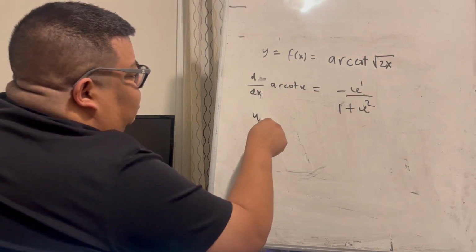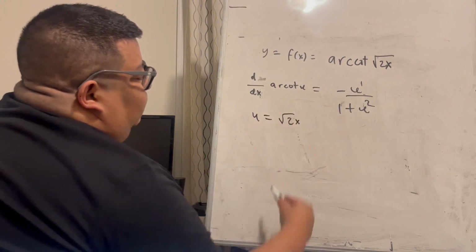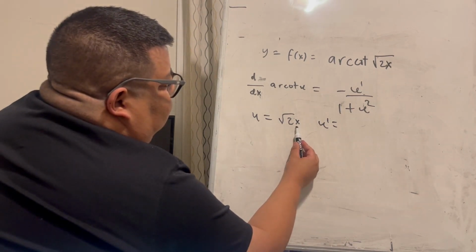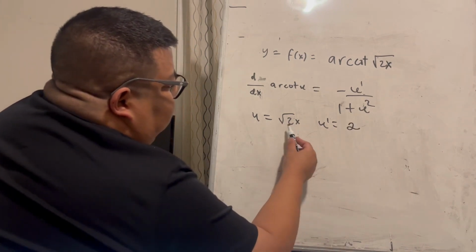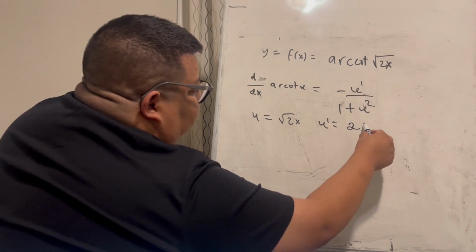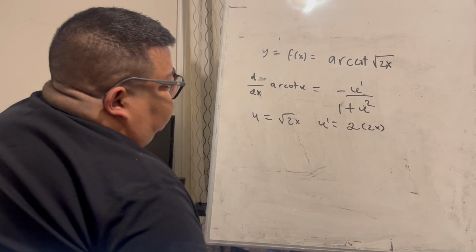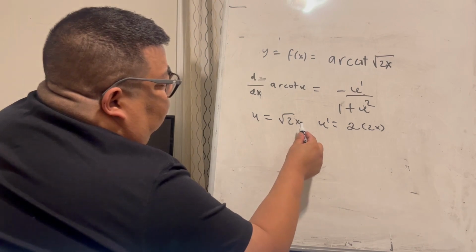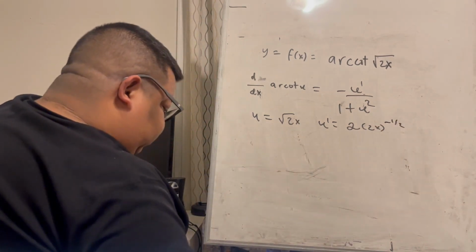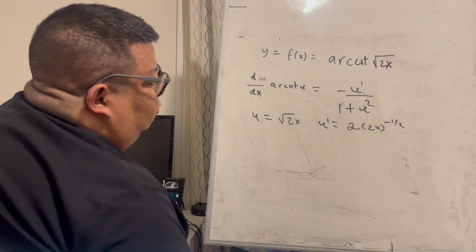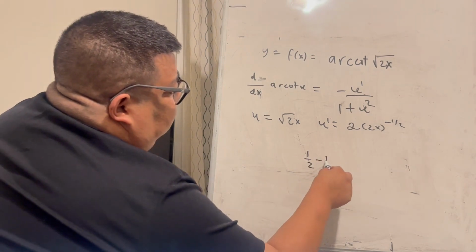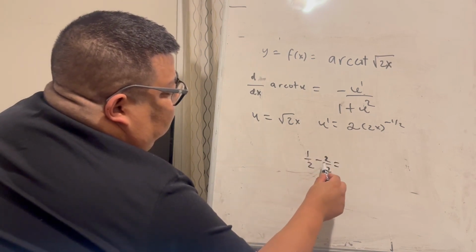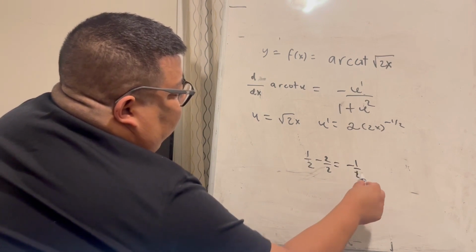In this case u is equal to square root of 2x, and then u prime is going to be the derivative of the inside, that's going to equal 2 times the outside, so that's going to be 2x to the minus 1/2, because 1/2 minus 1 becomes the exponent when you take the derivative, that's going to equal minus 1/2. So that's how I got that.